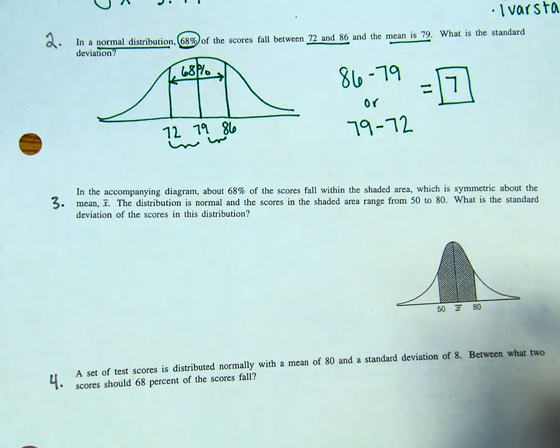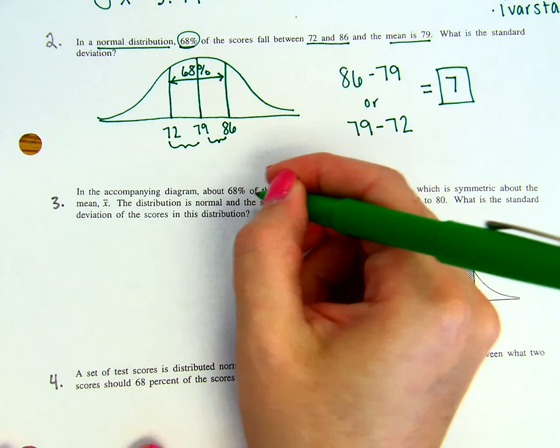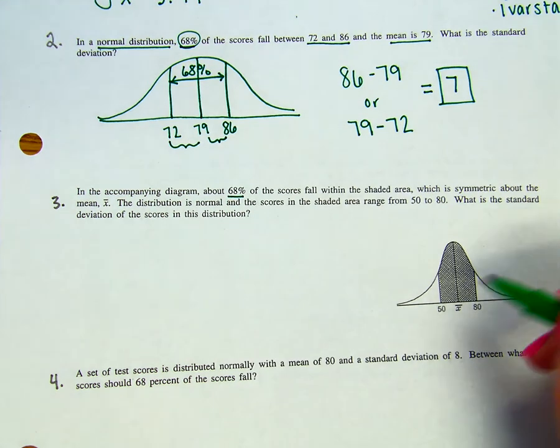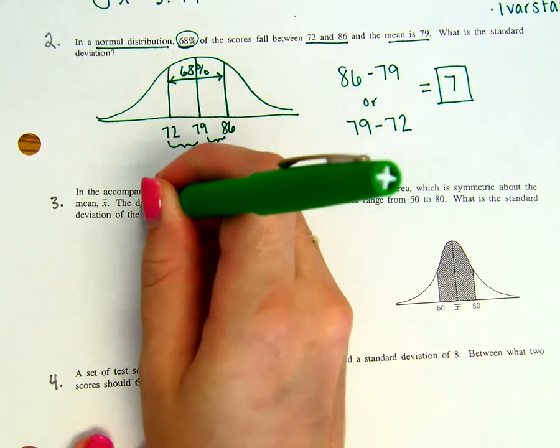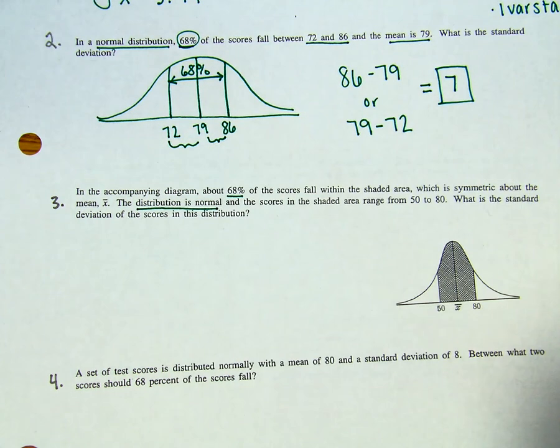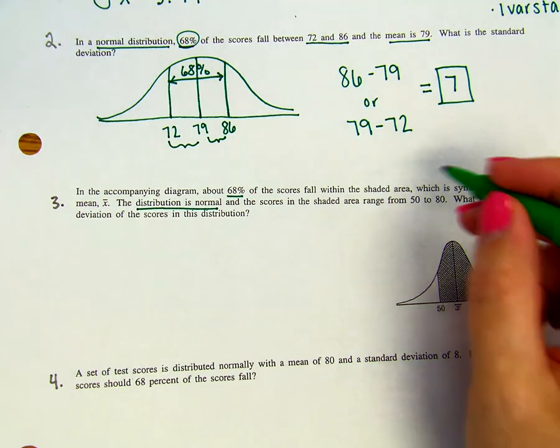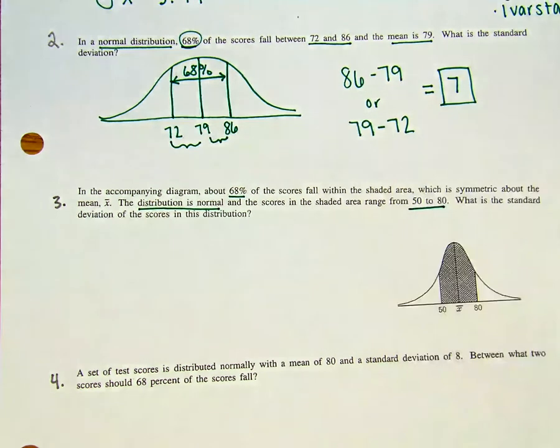In question number 3, it says, in the accompanied diagram, 68% of the scores fall within the shaded region, which is symmetric about the mean. The distribution is normal, so we know we have a normal distribution. And the scores of the shaded area are between 50 and 80. What is the standard deviation of the scores in this distribution?